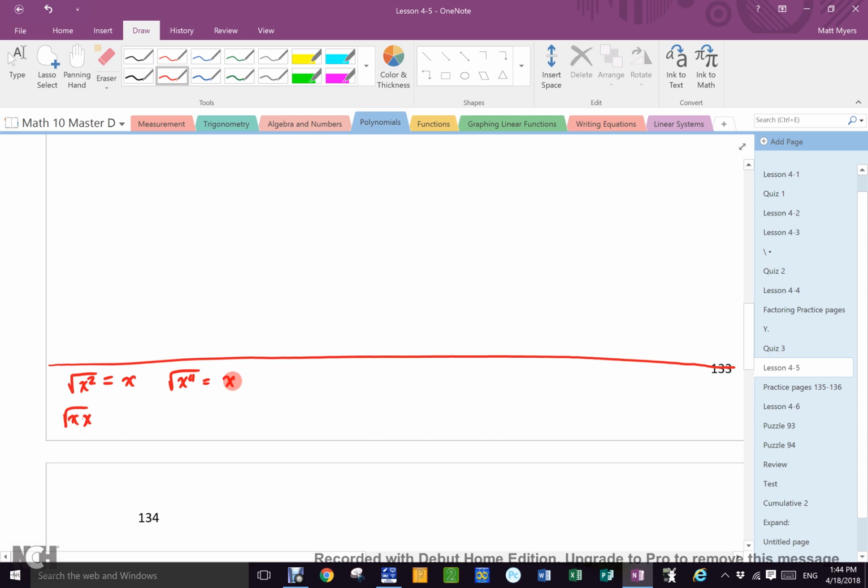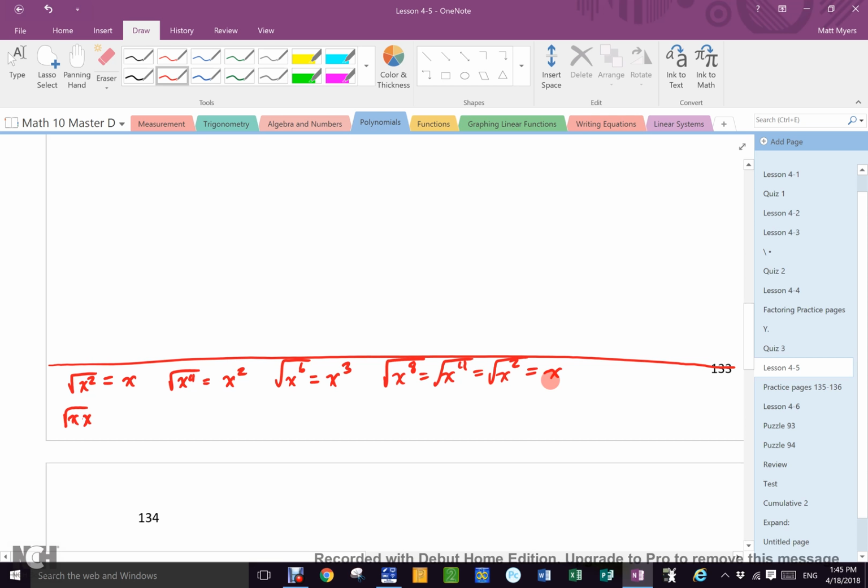Okay. What would the square root of x to the 4th be? X squared. Why? Because there's 2 groups of 2 coming out. Everybody with me? Okay. What would the square root of x to the 6th be? X cubed. Are you seeing the pattern now? What would be the square root of x to the 8th? X to the 4th. Okay. Then what would be the square root of x to the 4th? Squared. And what would be the square root of x squared? X.